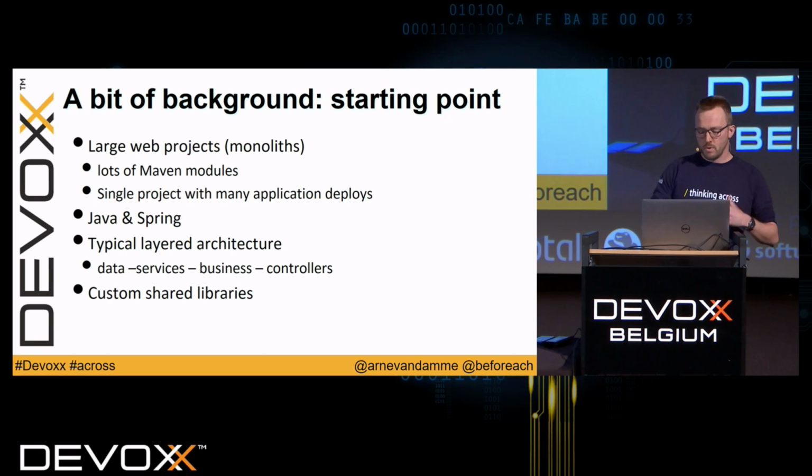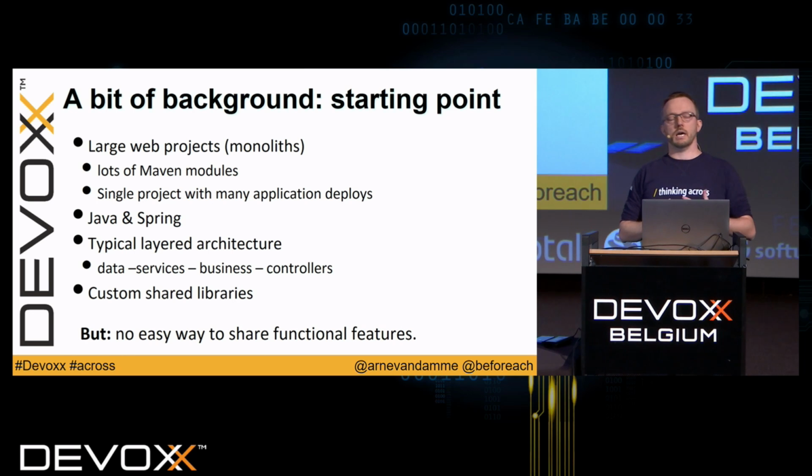However, we were missing something. We did not have a good way to quite easily share fully functional features. Shared libraries are usually quite technical libraries. They contain utility classes or things like that. But we were really missing a bit of a common language to be able to export, let's say, a user management section and then reuse it in a different application.